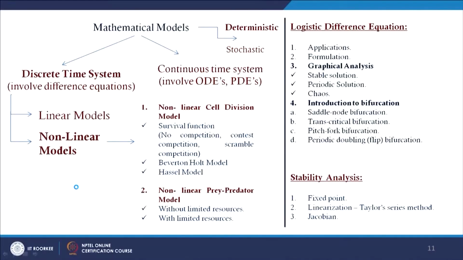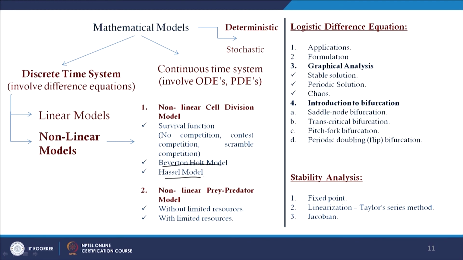And till now, first we discussed mathematical models based on deterministic and stochastic forms. Then in the discrete time system, which involves difference equations, we discussed linear models and nonlinear models. These nonlinear models include the nonlinear cell division model, survival function, contest competition, and scramble competition. With this we also included the Beverton-Holt model and Hassell model.